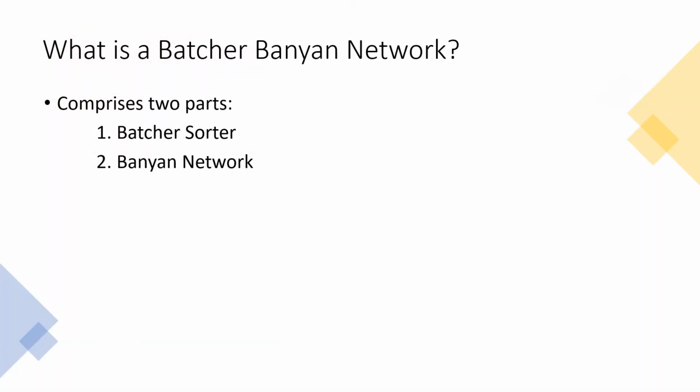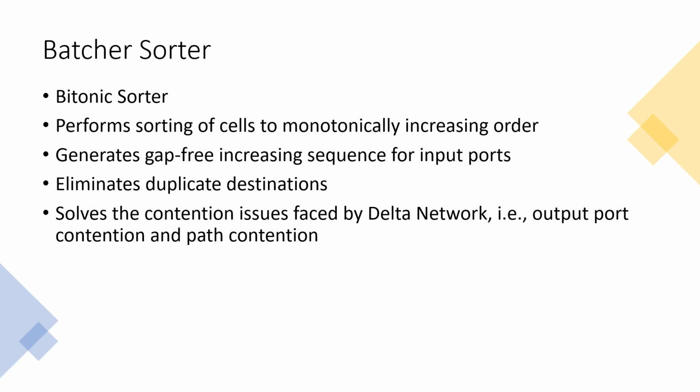So what is a Batcher Banyan Network? The Batcher Banyan Network comprises two parts, that is, the Batcher sorter and the Banyan network. The Batcher sorter is a bitonic sorter that sorts the input cells in a monotonically increasing order, which in turn generates a gap-free increasing sequence for the input ports. It results in solving the contention issues faced by the delta network.